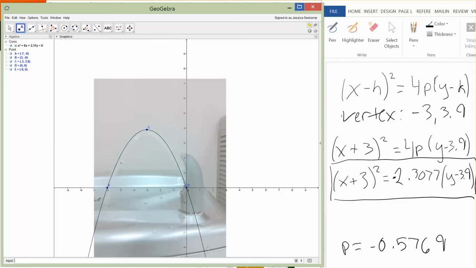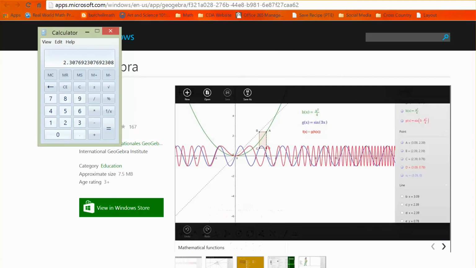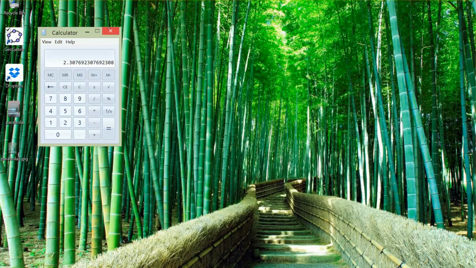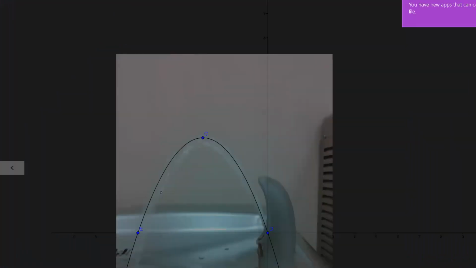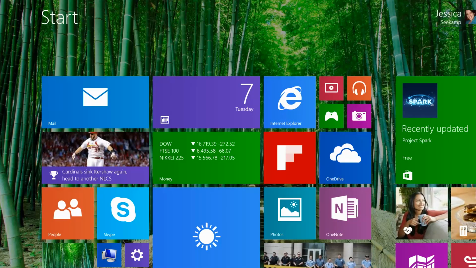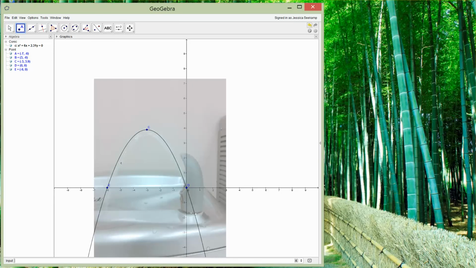And now if I go to my desktop, I should be able to see it right here. Alright, and yes. I don't know if you can still see that in the video, but it actually came up very nicely. Alright, so that's it. That's how you use GeoGebra to get your graph.